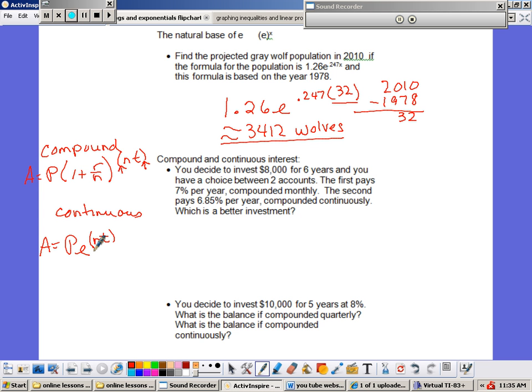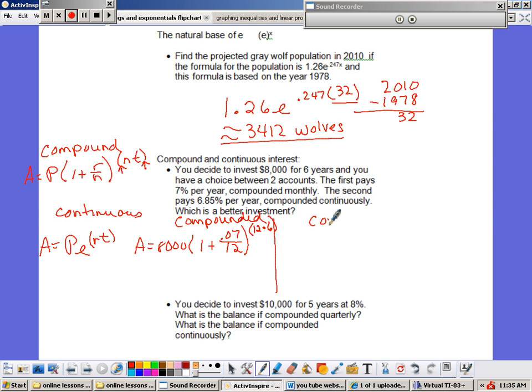Which one is better? Well, if we had the same amount of money and the same interest rate for the same time, continuous is always better. But we don't. So we need to do two different equations. The first one is our compounded. You invest $8,000 at a rate of 7%. Remember, it has to be in a decimal, 0.07. It's compounded monthly. N is how many times per year? Monthly is 12. Raised to the 12 times the number of years, 6.